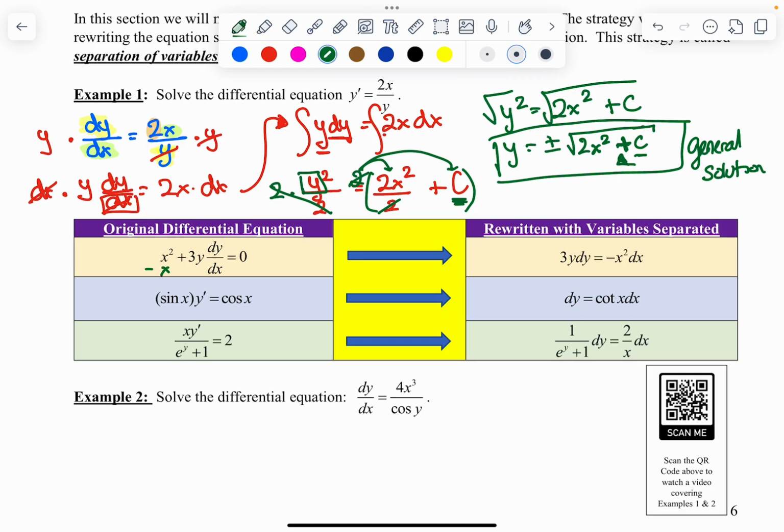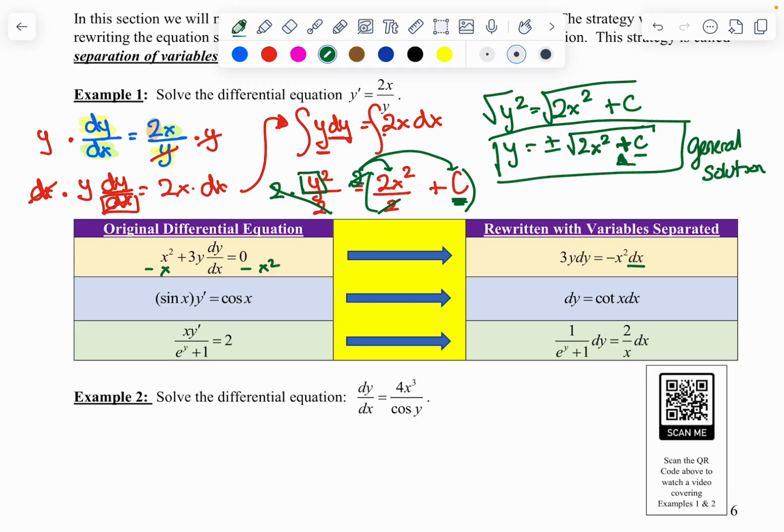Now this one, you can subtract x squared on both sides. And then you can multiply by dx. And this way we have separated and we are ready to integrate.